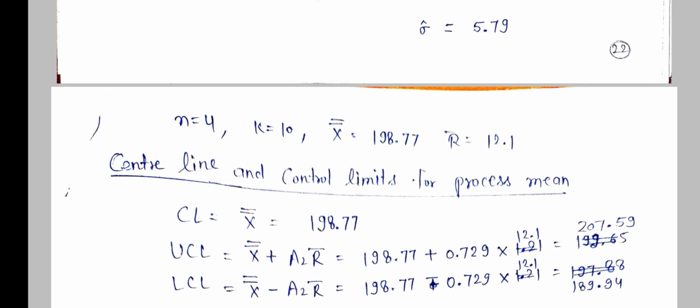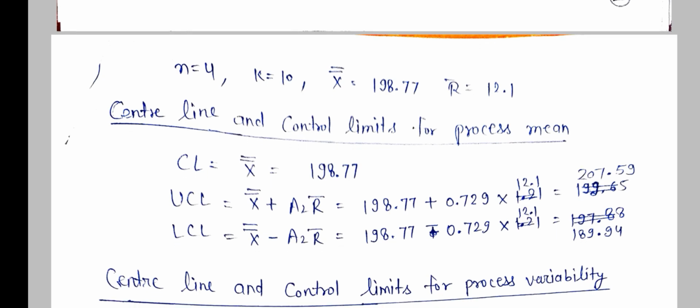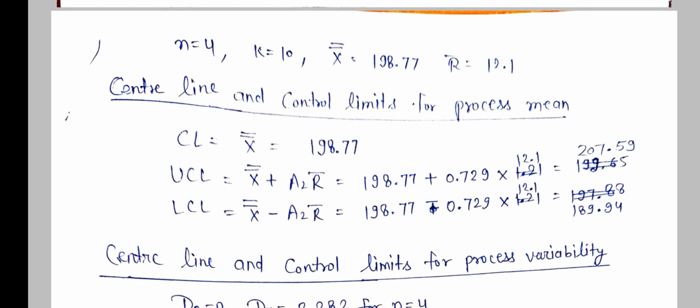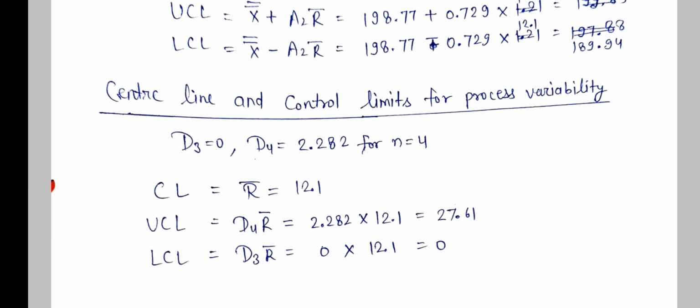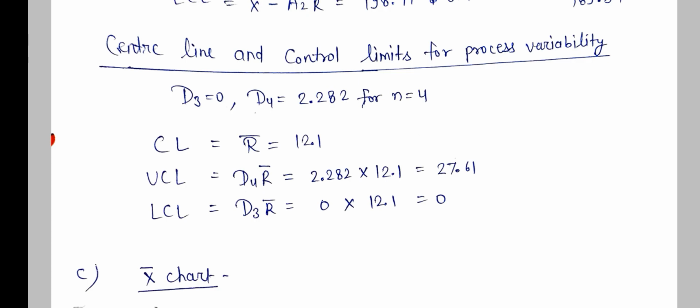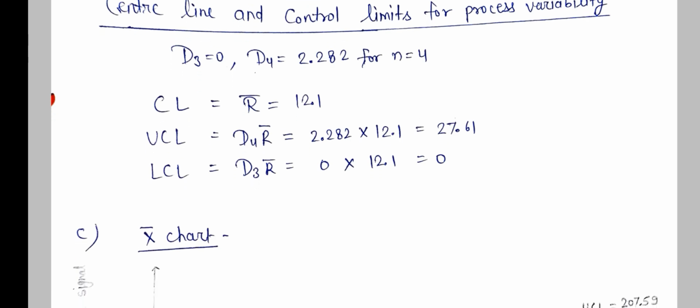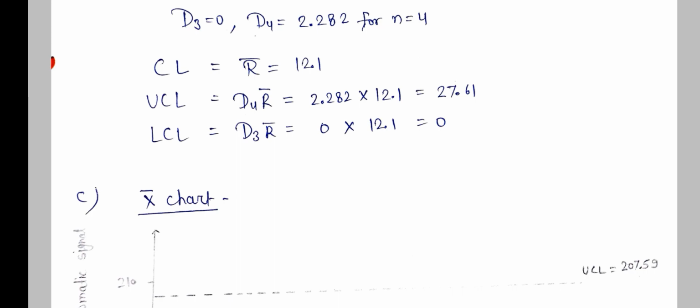Now the second question is the center line and the control limits for process mean and for process variability. For process mean we will find the x bar chart. For the x bar chart, the limits are x double bar plus A2 R bar and x double bar minus A2 R bar. We will find all the values by putting these in. Similarly, for process variability, CL is R bar, UCL is D4 R bar and LCL is D3 R bar. We will put these in and find the control limits.